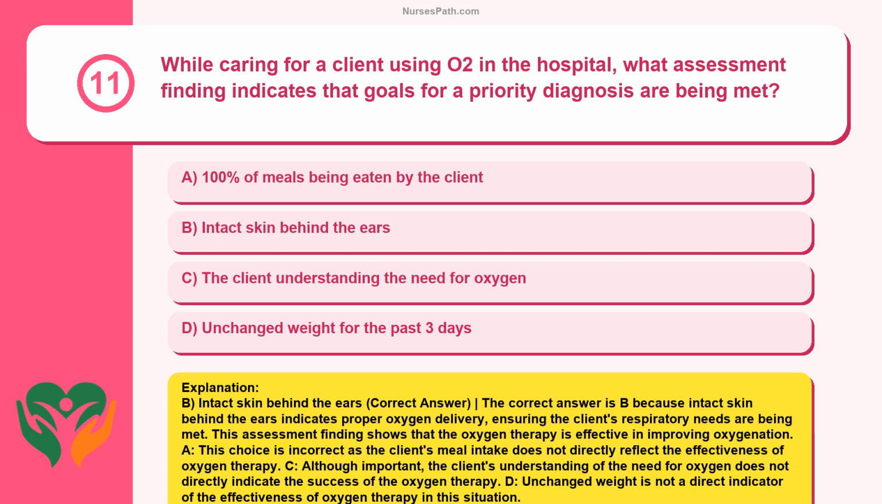B. Intact skin behind the ears. Correct answer. The correct answer is B because intact skin behind the ears indicates proper oxygen delivery, ensuring the client's respiratory needs are being met. This assessment finding shows that the oxygen therapy is effective in improving oxygenation. A. This choice is incorrect as the client's meal intake does not directly reflect the effectiveness of oxygen therapy. C. Although important, the client's understanding of the need for oxygen does not directly indicate the success of the oxygen therapy. D. Unchanged weight is not a direct indicator of the effectiveness of oxygen therapy in this situation.